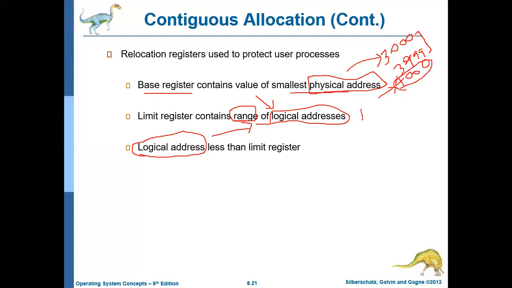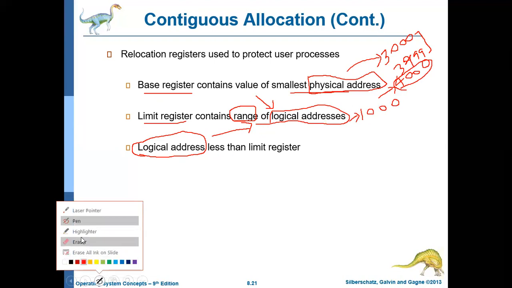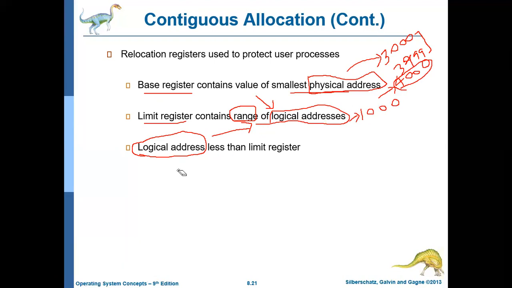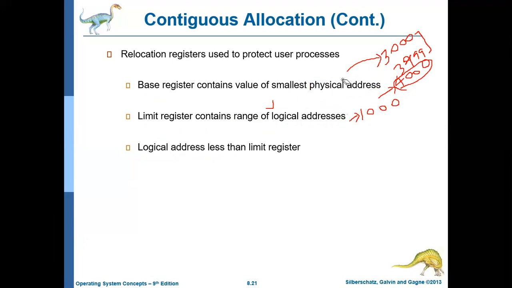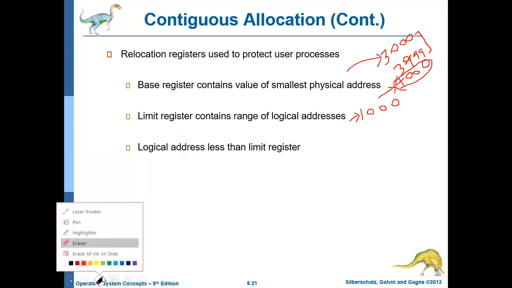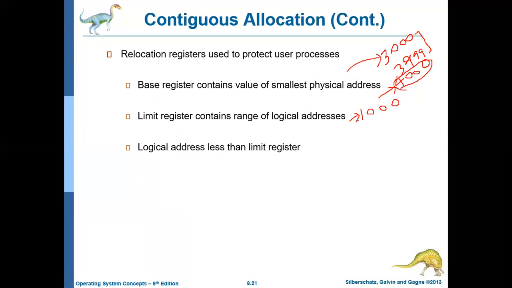Okay, so the limit register will have 1000. Now this 1000 is what? This 1000 is not the physical address. 1000 is the logical address, whereas this 3000 is the physical address. This 3000 is the physical address and this 1000 is the logical address.